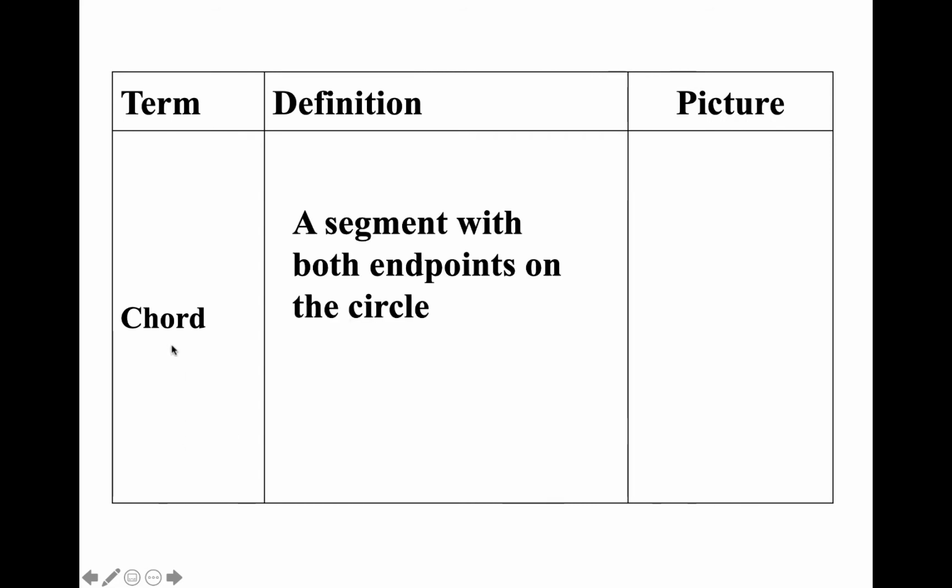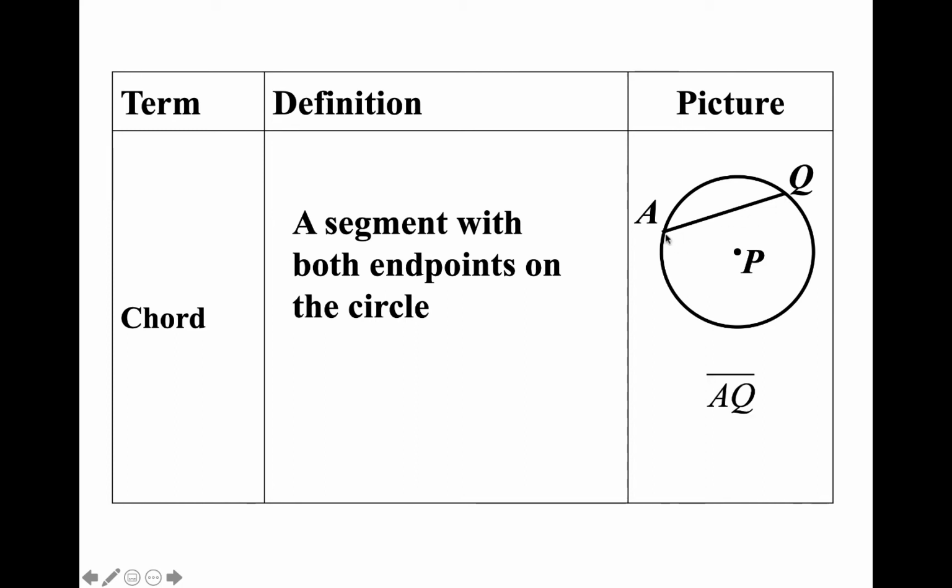A chord is a segment with both endpoints on the circle. The key word here is a segment. So we have our circle P. I need both endpoints on the circle, like so. So this would be considered a chord. It's segment AQ, or QA.